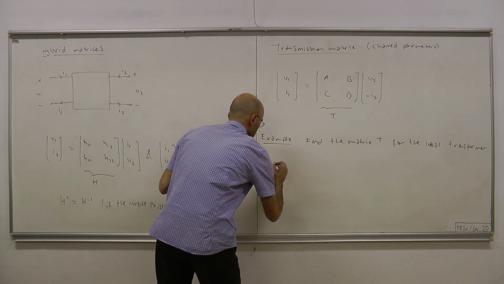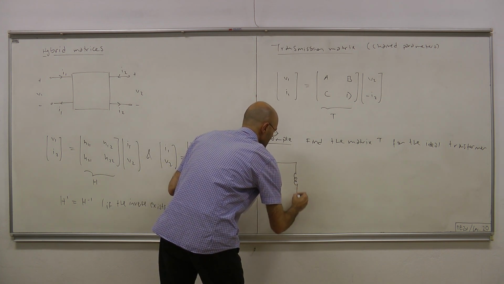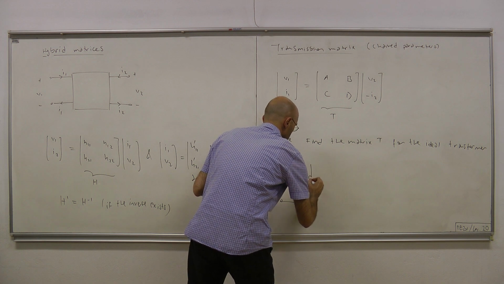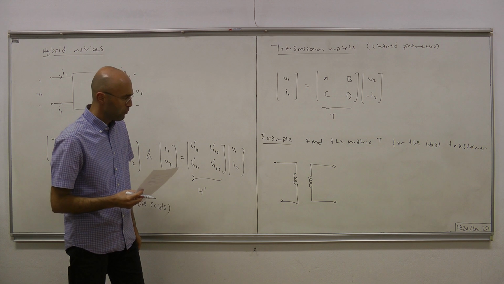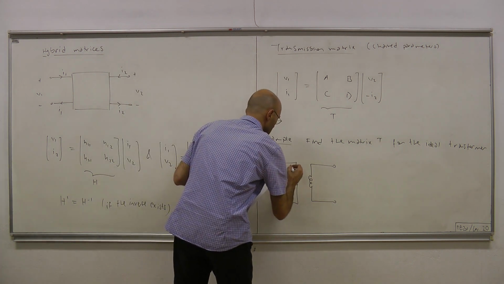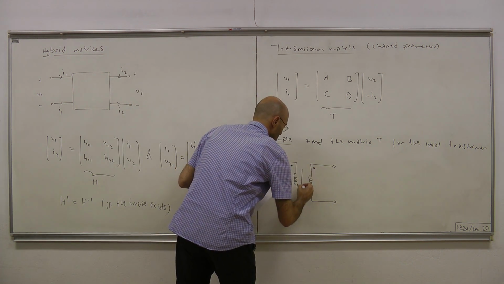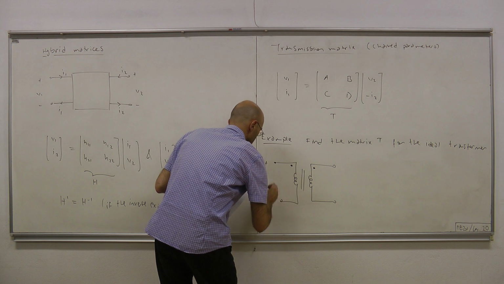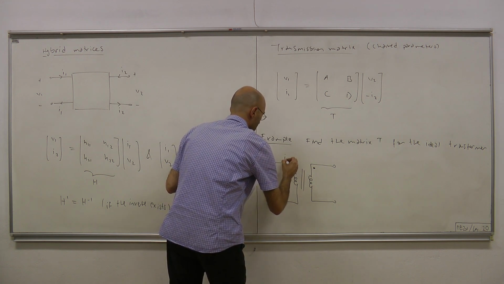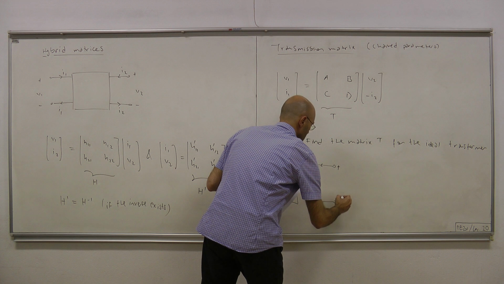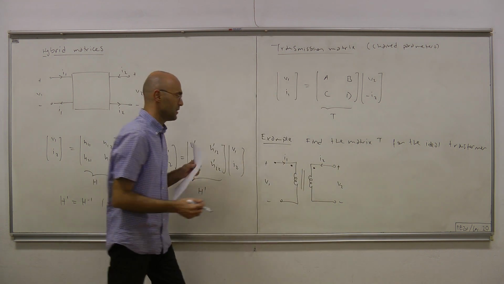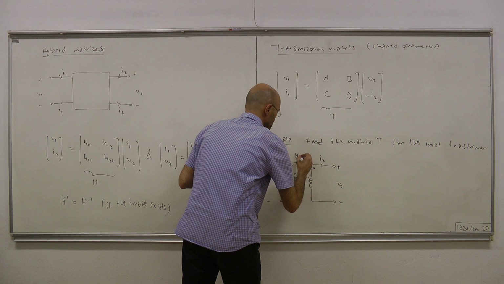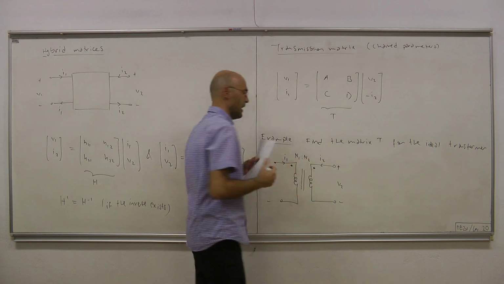So what is an ideal transformer? This is our two-port component. This is the first coil, V1 and I1. This is the second coil, V2 and I2. And here somewhere we must be given the turns ratio, N1 to N2.